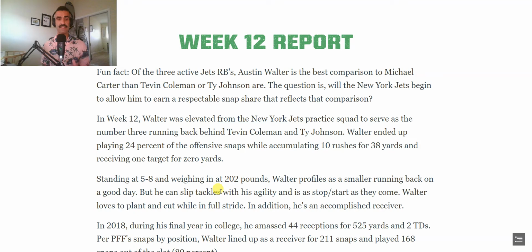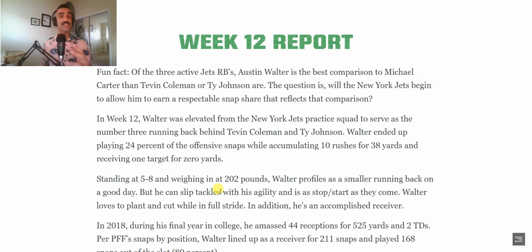Austin Walter stands at 5'8", 202 pounds. That's the exact dimensions of Michael Carter. He has the same running style as Michael Carter, the stop-start, kind of stays close to the offensive line. He has the same receiving chops as Michael Carter. Walter profiles as a smaller running back, but on a good day, he can slip tackles with his agility and is as stop-start as they come. Walter loves to plant and cut while in full stride.